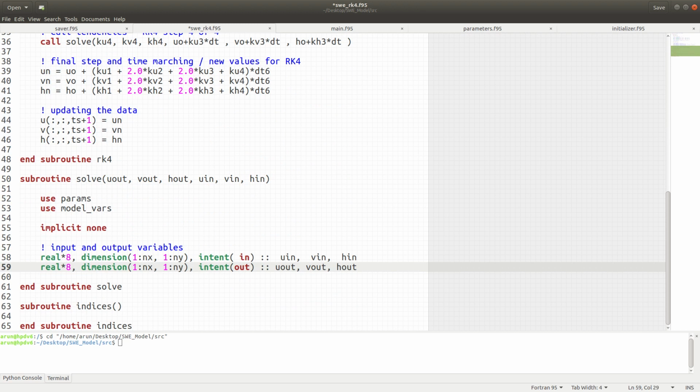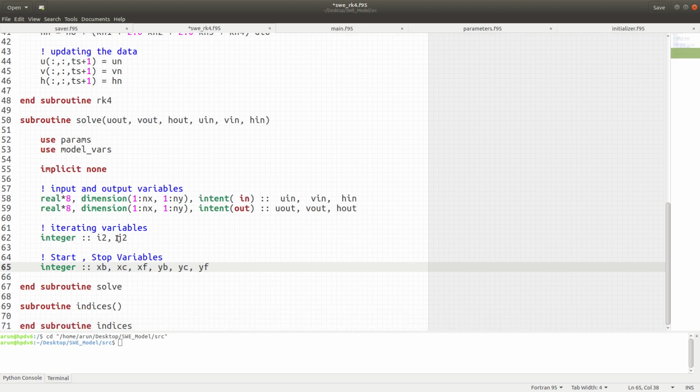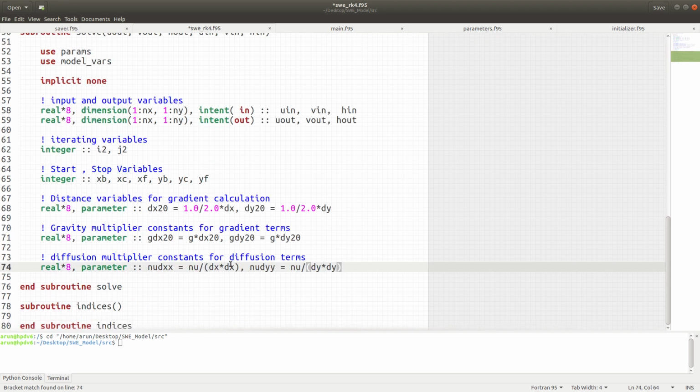And then let's create some variables as we go along. These are the iterating variables i2 and j2. i2 is for the x direction and j2 is for the y direction. Okay, and these are start stop variables. This will be much more evident when we actually write the finite difference schemes. Right now just follow along with me. I'll explain as we go along, and then we'll be using some constants for gradient calculations during these finite difference schemes, and we might come across these.